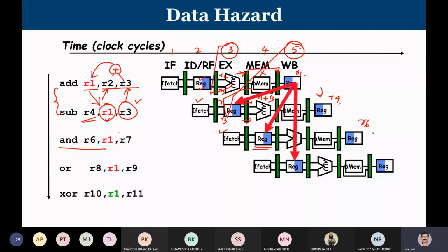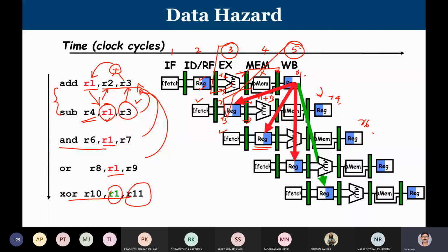That's why I have put a red color in this R1. This shows the dependency. The second instruction is dependent on the first one. Third is dependent on the first one. Fourth is also dependent on the first one. But if you look at the fifth instruction, that is the XOR instruction, one of the operands is R11, that is available. By this time, whenever I'm going to read R1, that happens at clock cycle number 6. This is the updated R1 that I get. So any reading of R1 after clock cycle 5 is going to be the correct data.